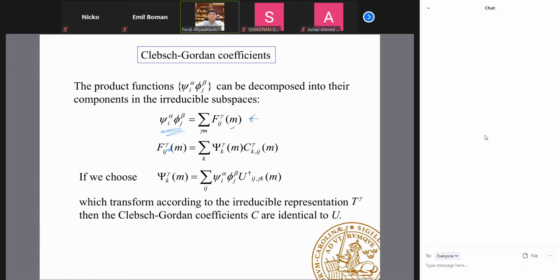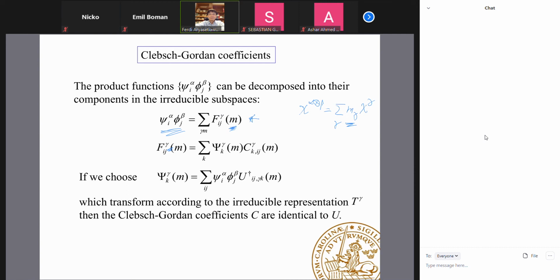And M here denotes the possibility that you can have more than one irreducible representation. The same representation can appear more than once. So that corresponds to when we expand it like this. So this M corresponds to that M.